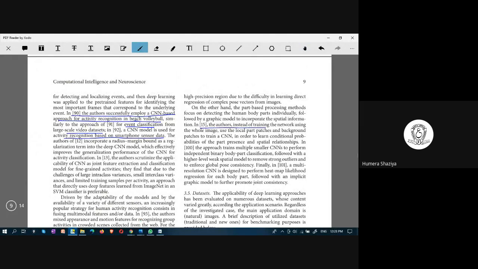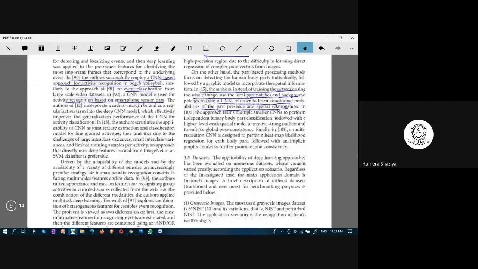In article 15 the authors have trained the network using the whole image, using local part patches and background patches to train the CNN in order to learn conditional probabilities of a part presence and spatial relationships. So the author is training the CNN network using the whole image, but then they are using the local part patch. They are identifying the patch. Patch means what? Here, this is a human. You just take a patch of this and this and this, and you can take patches for other parts of the image as well. So using these local patches and the whole image, the authors have trained a system and they could identify the human pose.